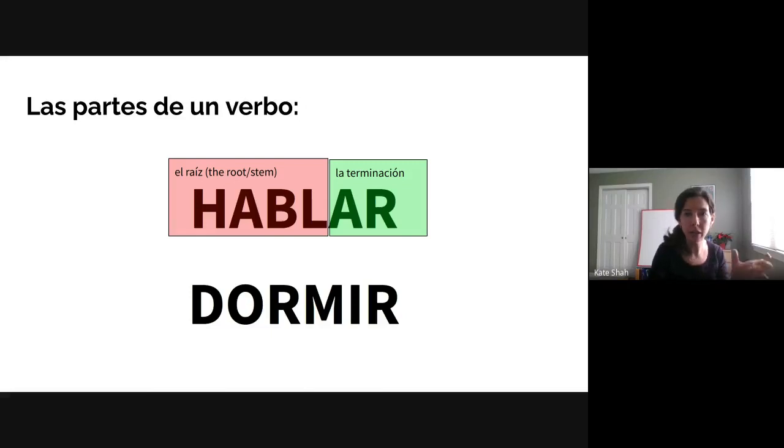En hablar, el raíz es habl y la terminación es ar. En dormir, el raíz es dorm y la terminación es ir.